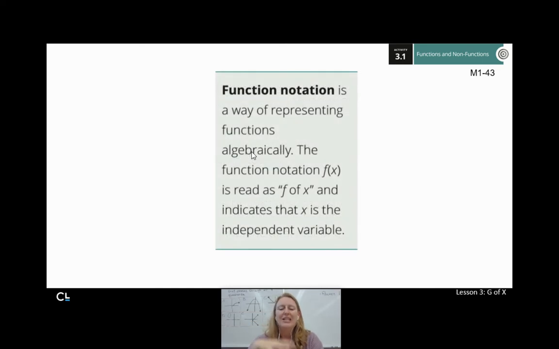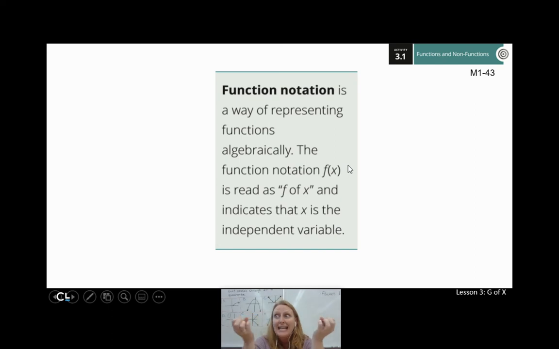Function notation is a way of representing our functions algebraically. The function notation f of x is read as f of x. You did just hear me say it. It indicates that x is the independent variable. So this is important. This is not f times x. This is f of x. This means that f depends on x. All right, that's all this function notation means.